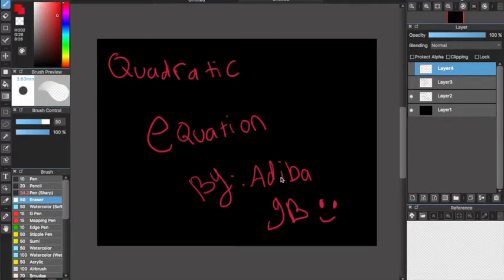Quadratic equation sounds hard, huh? If you know the base and the formula, it will be easier for you to understand and solve the problem easily. So let's get started.